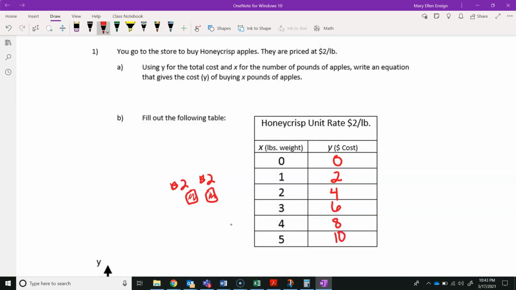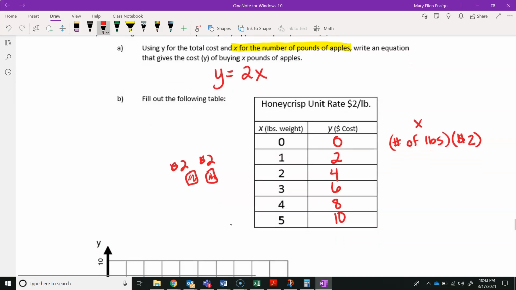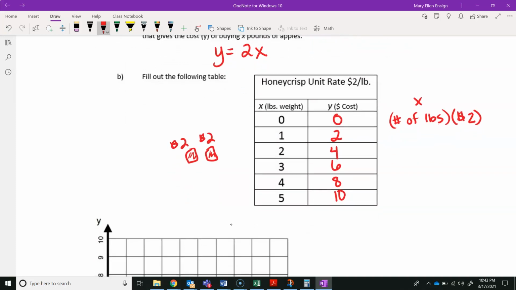So as we're filling this out, we're kind of realizing that it's the number of pounds times $2, right? Well, in number 1, it gives us a variable to use for the number of pounds of apples, x, right? So here in this place, I would put x. So my y, my cost, is going to be 2 times x, $2 times however many pounds I have.